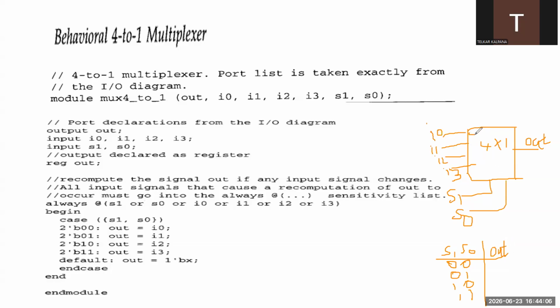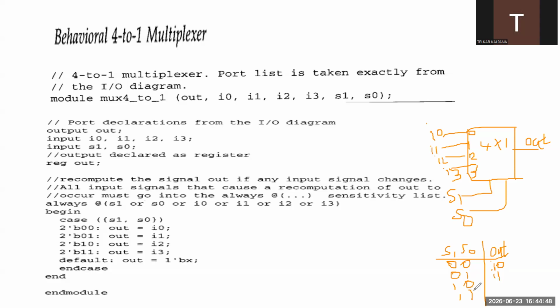So here, input lines 0, 1, 2 and 3. If the selector input combination is 0 0, its decimal equivalent is 0. So whatever input is connected to line 0, nothing but I0, will appear at the output. Out is going to take the value I0. When the selector input combination is 0 1, its decimal equivalent is 1. Thereby, the input on line 1, that is I1, will be assigned to out.